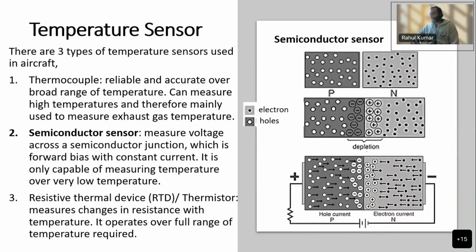The next type of temperature sensor is your semiconductor sensor. Semiconductors are of two types: a p-type semiconductor and an n-type semiconductor. P-type semiconductors have more holes, or positive charges.